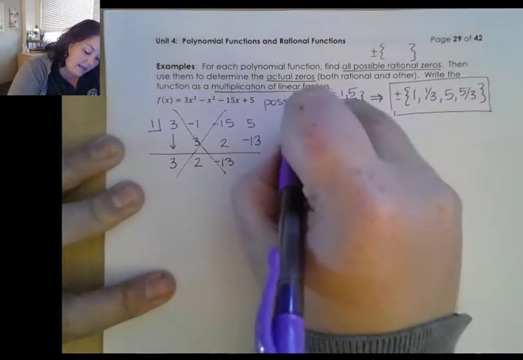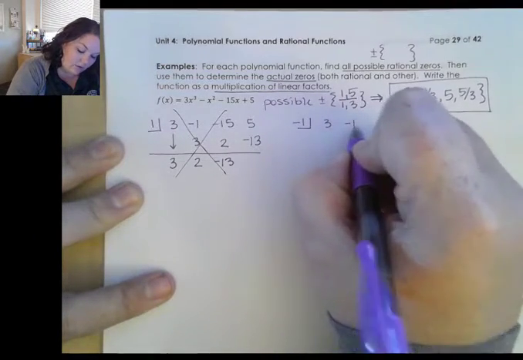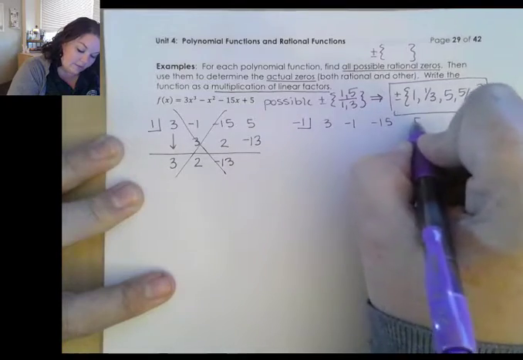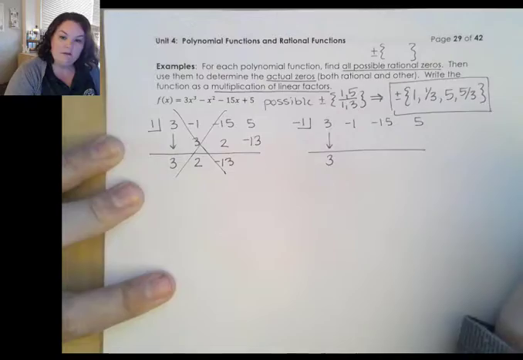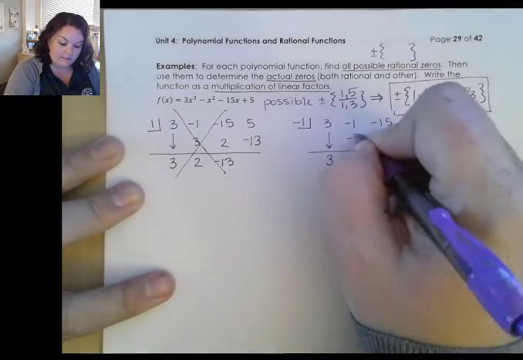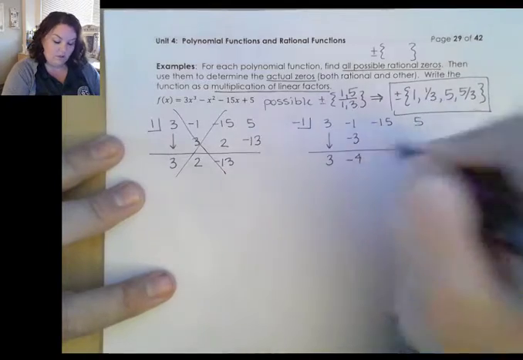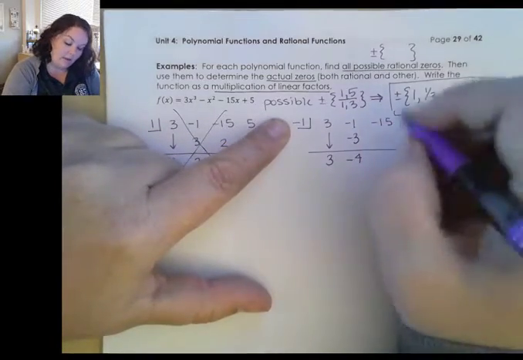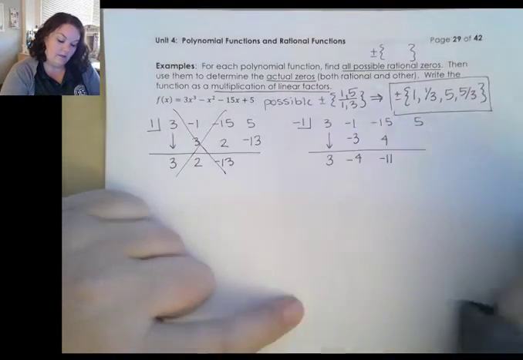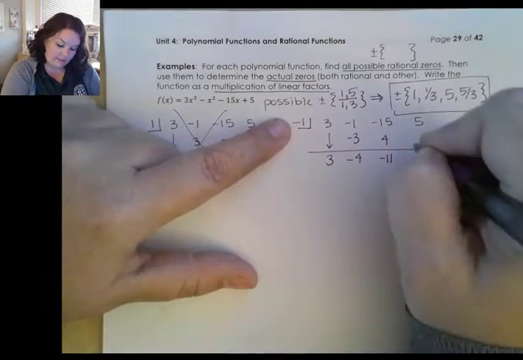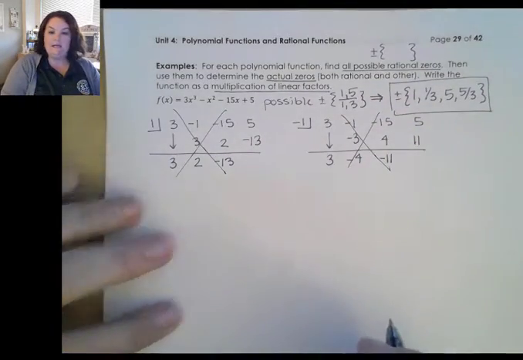So now let's try -1. Let's put -1 in our box and write out all of our coefficients here. So I bring down my 3. 3 times the -1 in my box is -3. -3 and 1 give me -4. -4 times the -1 in my box is +4, which gives me -11. -11 times the -1 in my box is +11, and that is also not going to give me a 0.